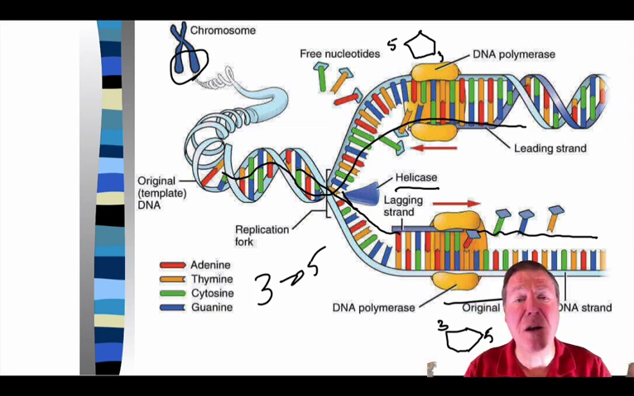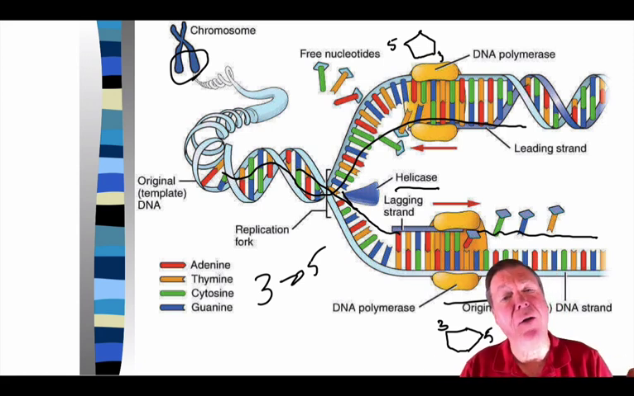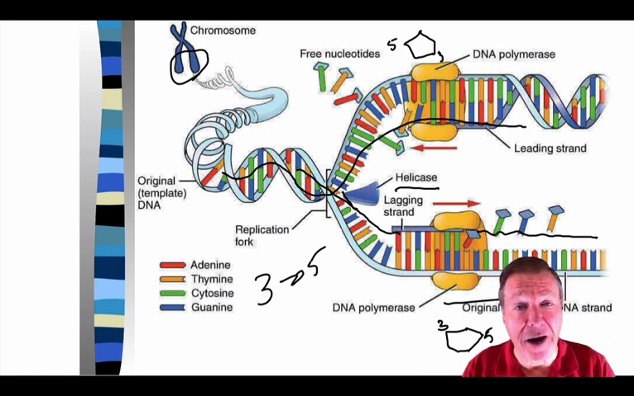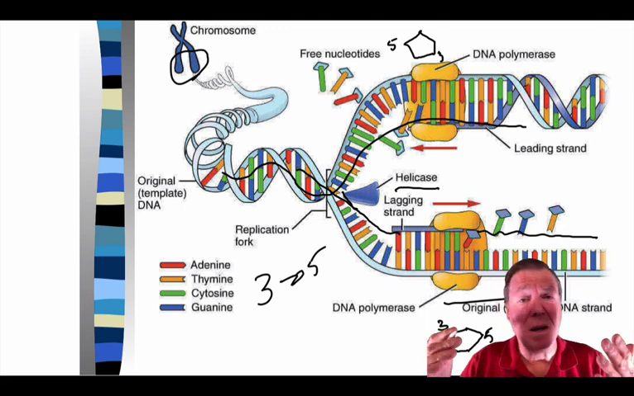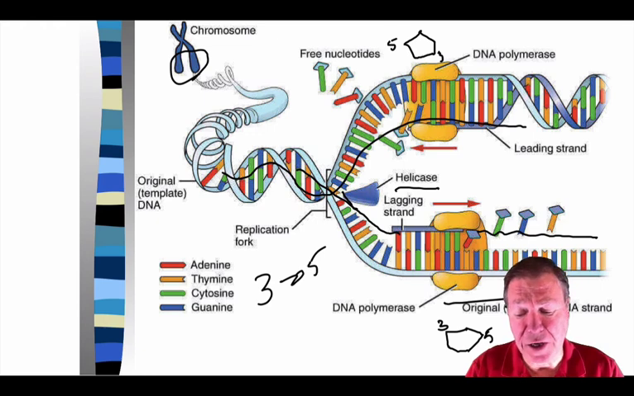Do you need to know that? No. What do you need to know? You need to know that there's an enzyme that unzips the DNA. We match the A's and the T's, the G's and the C's together. And when we're done, we have 2 identical strands of DNA.